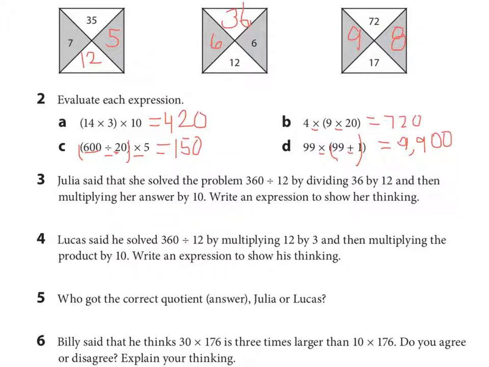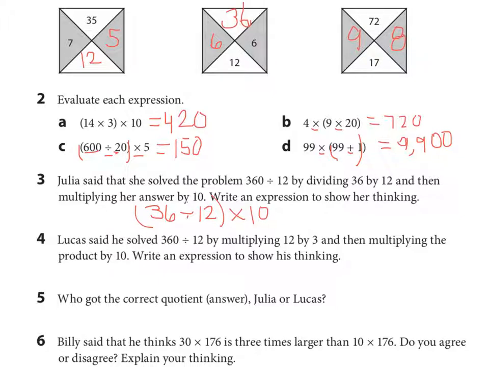Let's look at number 3. Julia said that she solved the problem 360 divided by 12 by dividing 36 by 12 and then multiplying her answer by 10. Write an expression showing her thinking. So she said 36 divided by 12 and then multiply by 10. So there's the expression that would match that.